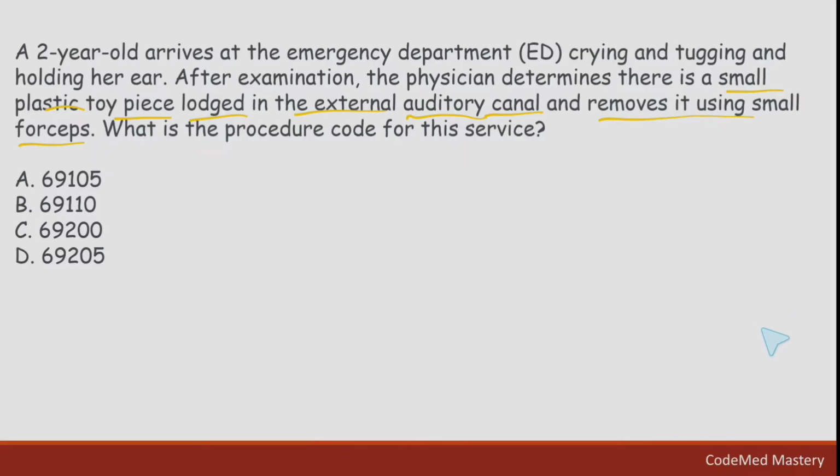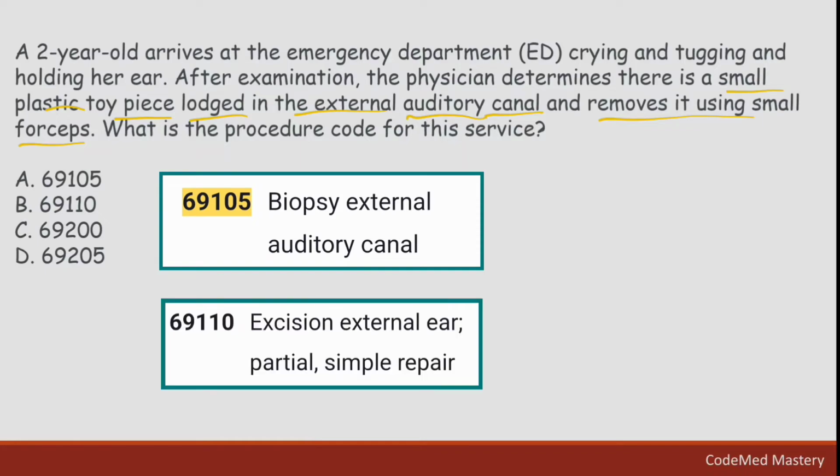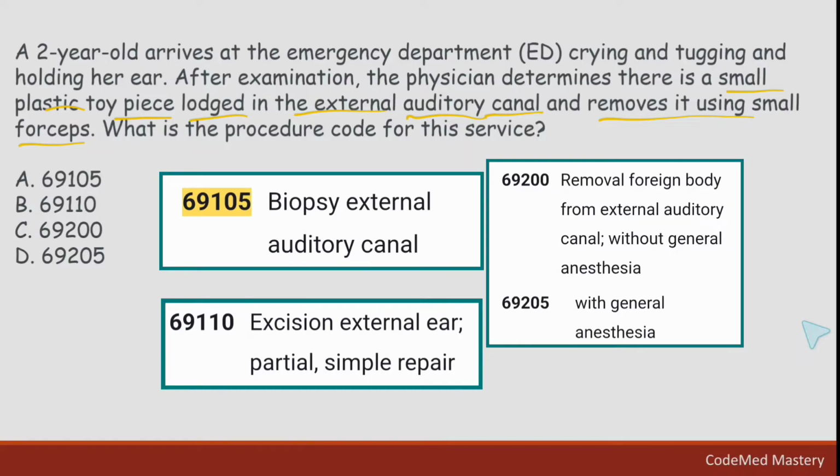Check option A 69105. 69105 is for biopsy external auditory canal, and option B 69110 is for excision external ear partial simple repair, and option C 69200 is for removal foreign body from external auditory canal without general anesthesia, and 69205 in option D is for removal of foreign body from external auditory canal with general anesthesia. So which among these four codes is the right one?